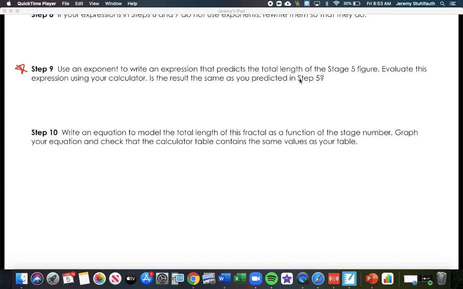So if we wanted to write this for stage 5, we'd have stage 5 is equal to our initial amount times 4/3 raised to the 5th power. And it does in fact come out to be 113.7 repeating when you type it into your calculator. So it is the same as our prediction from step 5.